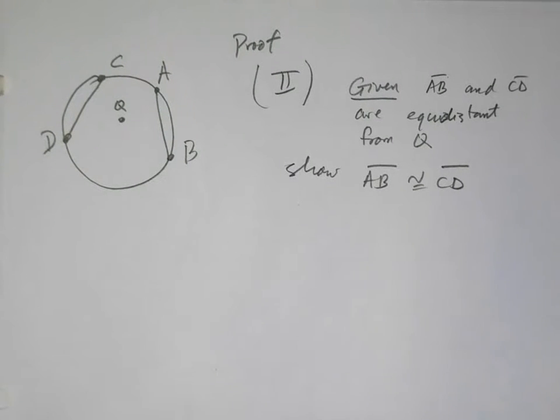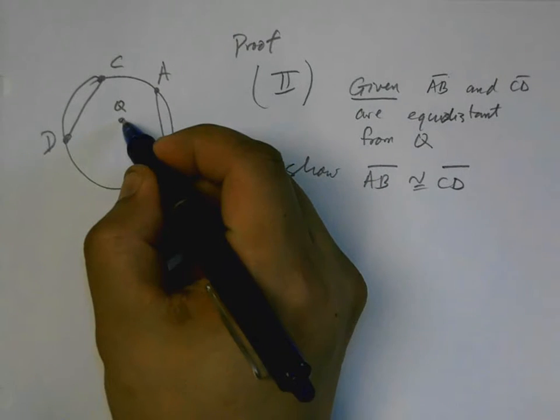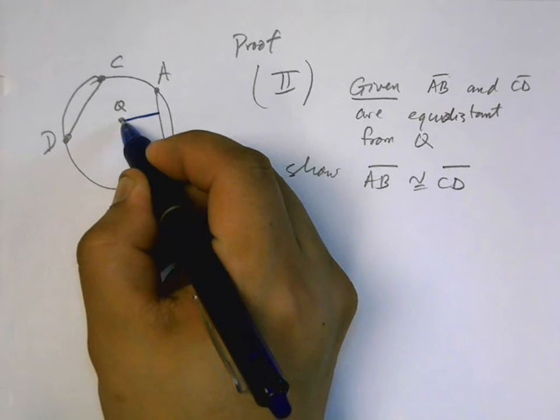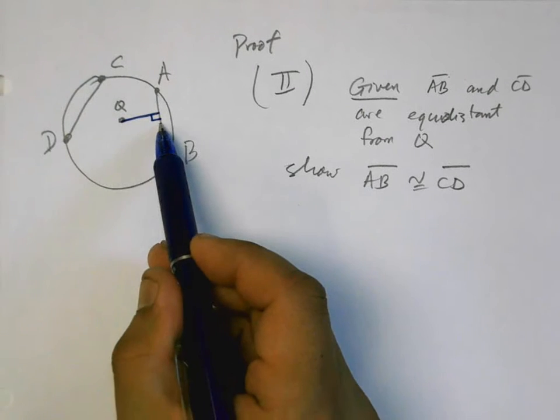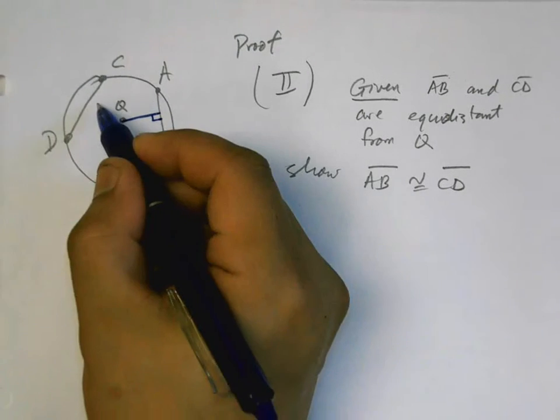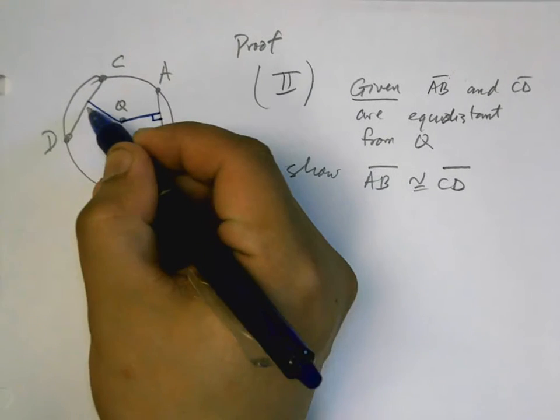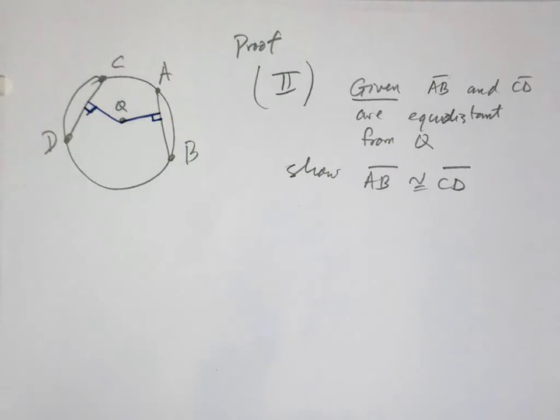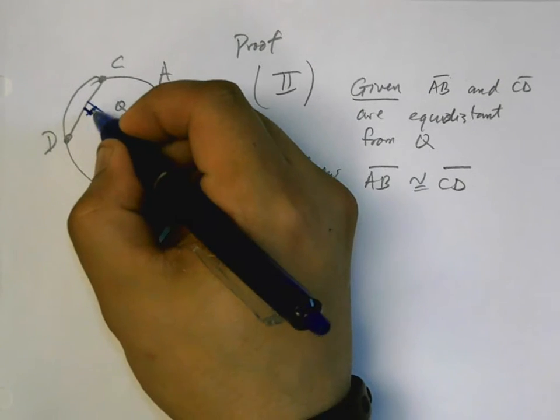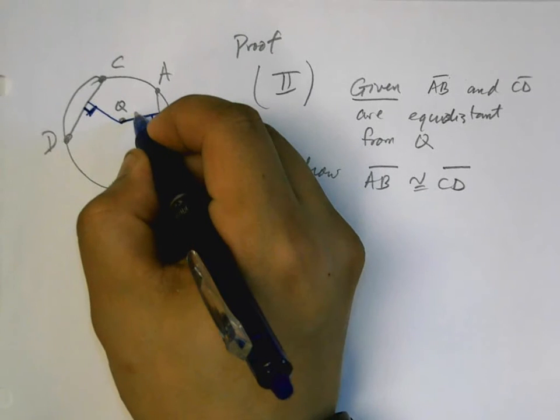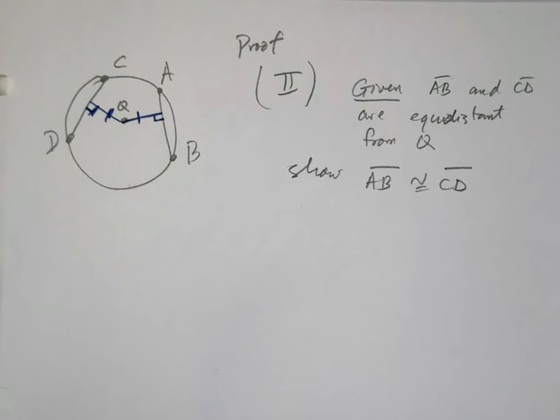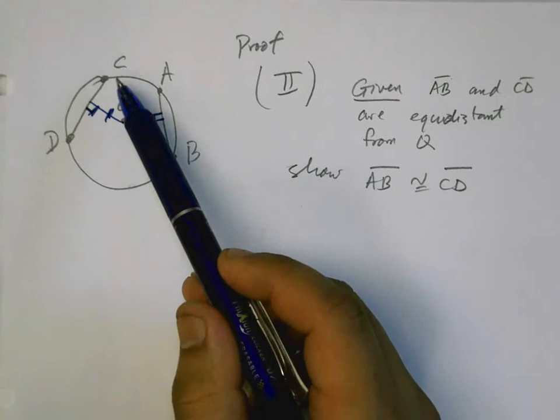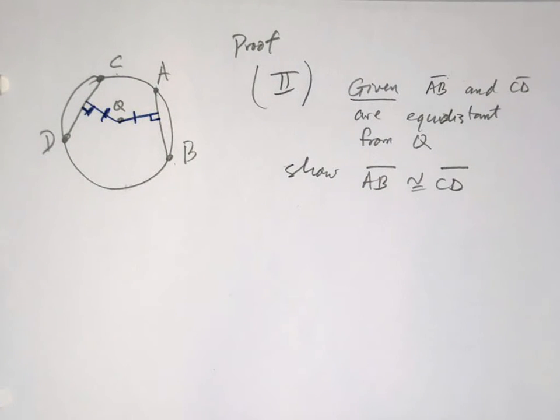So if AB and CD are equidistant from Q, in other words, what's given here is that from Q to AB, and remember the distance from a point to a segment is the segment that's perpendicular to it, and this other part here, given that you have these segments and they happen to be congruent to each other, then we have to show that somehow AB is congruent to CD.